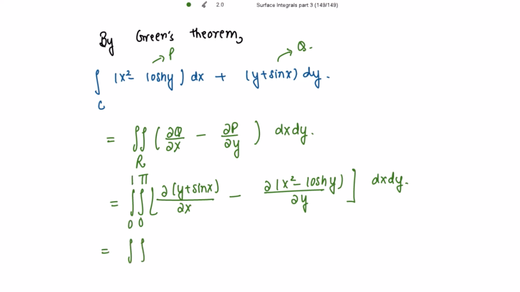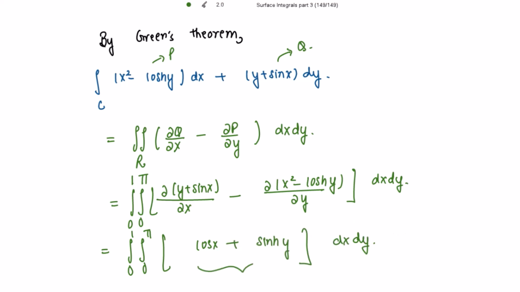So the double integral: differentiating y plus sin x with respect to x gives cos x, minus the derivative of x square minus cosh y with respect to y. The derivative of x square with respect to y is 0, and the derivative of cosh y is sinh y, so minus minus becomes positive. So this is cos x plus sinh y, dx dy.